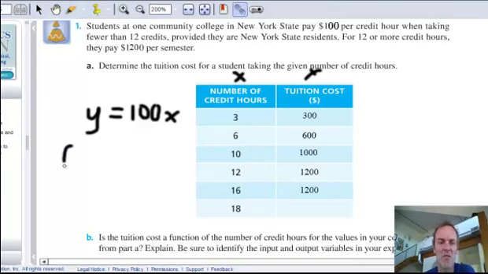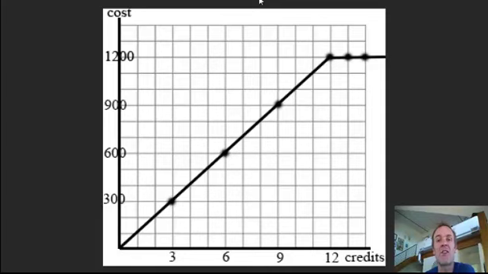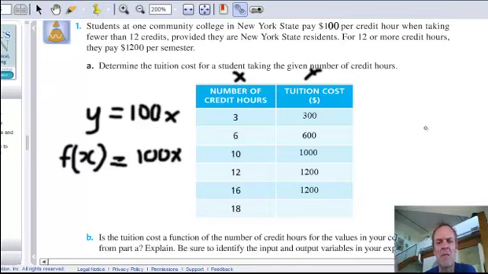You could also think of this, remember, f of x, let's keep function notation going as well, as a reminder: f of x equals 100x. Either way, is it a function? The reason it's a function is this. Remember the vertical line test? If I put a vertical line anywhere through here, it will only hit the line in one place. That's the vertical line test. It's a function.